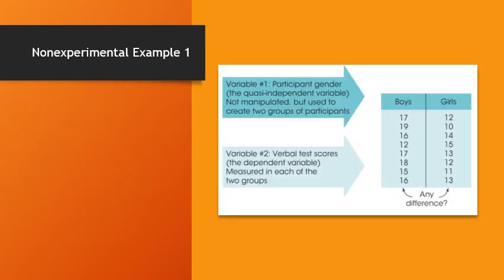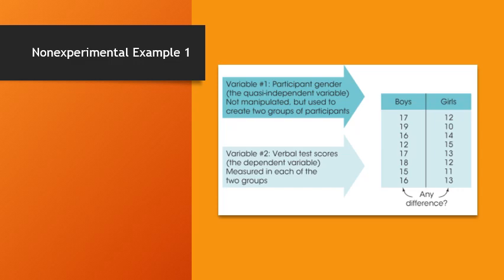So let's look at an example of a non-experimental study. Half the people in the study are boys, half the people are girls. So where this study is using gender as a variable, the variable can't be manipulated because you can't just say you 10 people are going to be girls and you 10 people are boys. So it's not a true experiment. So it's non-experimental. Okay, and then we're going to give them verbal test scores. And that's going to be the dependent variable, the verbal test scores.